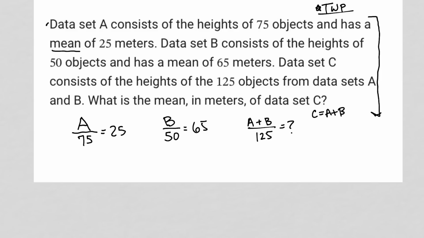Well, I need to figure out what A is and what B is, because if I know both of those things, I can simply plug them into my final fraction over here and get an answer. So how do I figure out what those are? I can multiply both sides of this equation by 75, and I can multiply both sides of this equation by 50. And in both cases, I'll solve for A and solve for B.